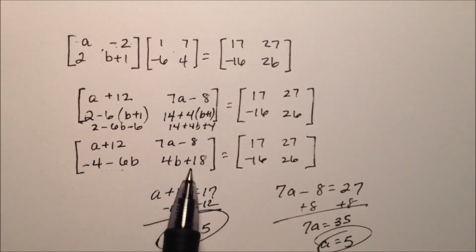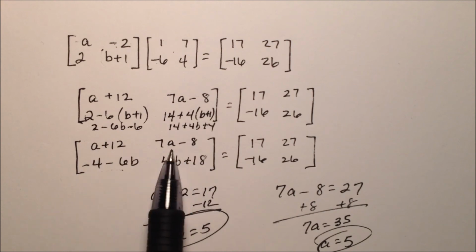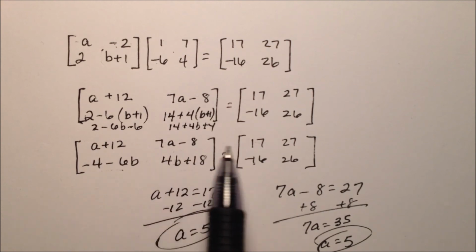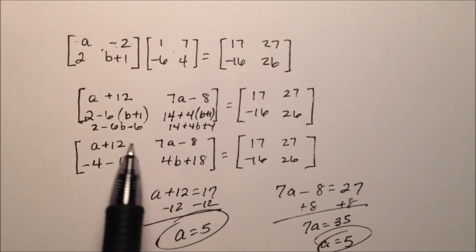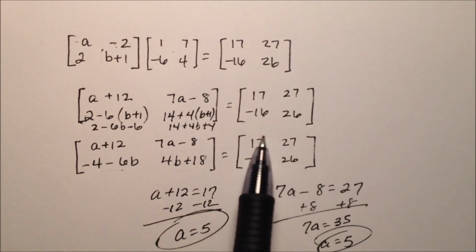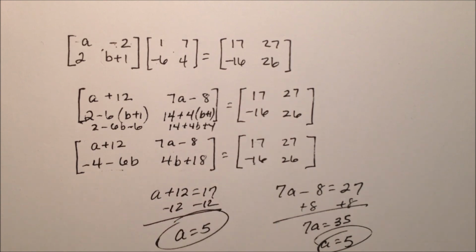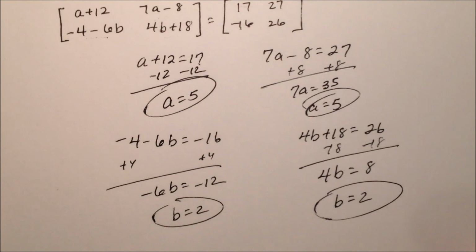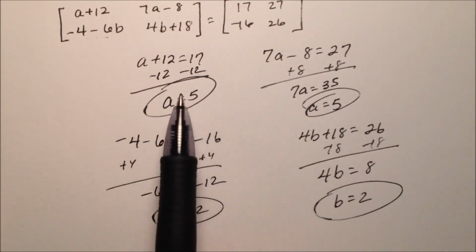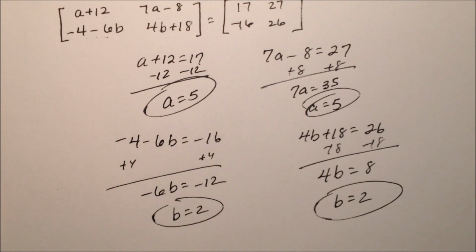So when we have these matrix equations, if we have some multiplication to do, we're going to go ahead and work that multiplication out, and we're going to get some expressions. And then with these equivalent matrices, we can go ahead and set the corresponding entries equal to one another. Then when we have this nice system of equations, we can just go ahead and solve. So in this case, a is 5 and b is 2.